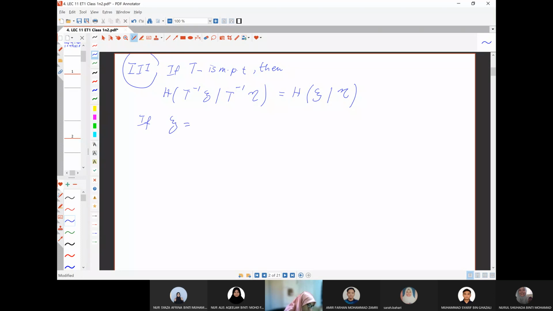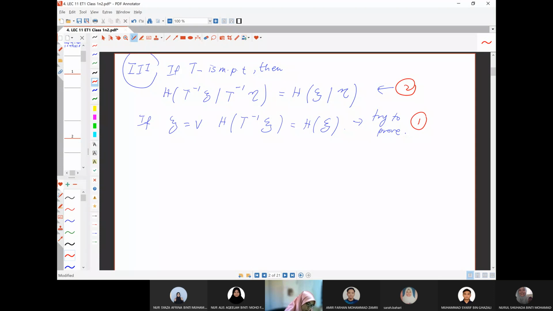So if psi is equal to V, or equal to the trivial partition, then you have the entropy of the pre-image of psi is equal to the entropy of psi. This one you can try to prove by yourself. You can also try to prove this. So I put this as number 2 and this is number 1.